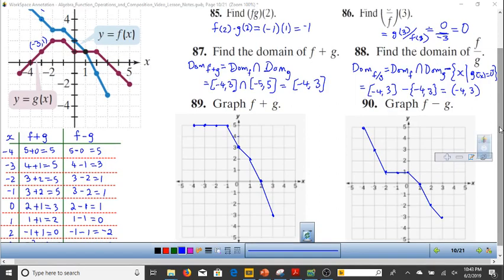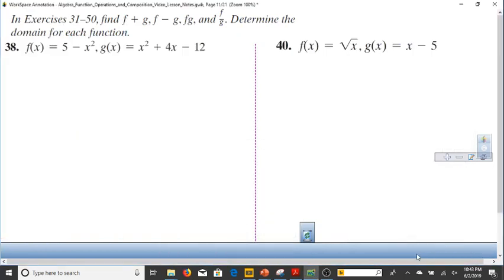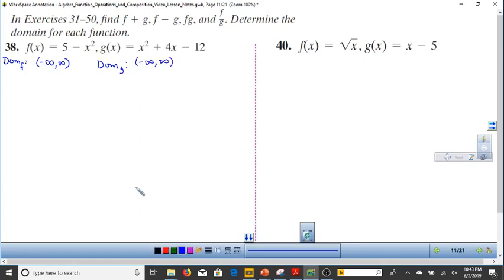Now let's do a little algebra here. So the question says find f plus g, f minus g, fg, and f over g, and determine the domain of each function. Now to do that, what we're going to do is determine the domain of the functions to begin with, because that will save us a lot of work. So the domain of f, since it's a polynomial, has no restriction, so it's -∞ to infinity. And the domain of g, also a polynomial, is also -∞ to infinity. So we know the domains of the two original functions since they are both polynomials.